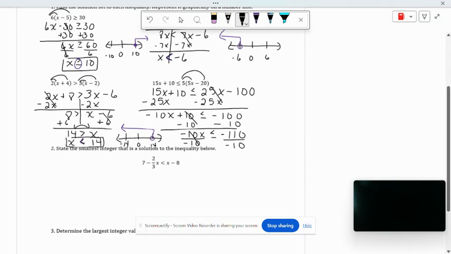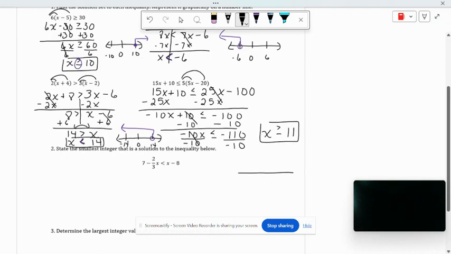If I'm dividing by a negative, what does that tell me I need to do? When I multiply or divide by a negative number, I need to flip the inequality. So x, this is going to flip to greater than or equal to. And negative 110 divided by 10 just gives you 11.